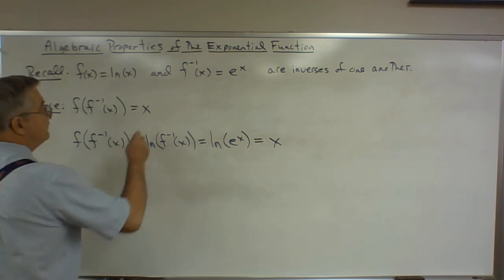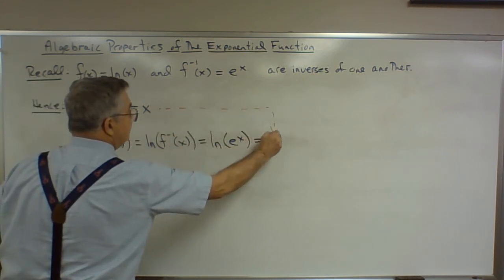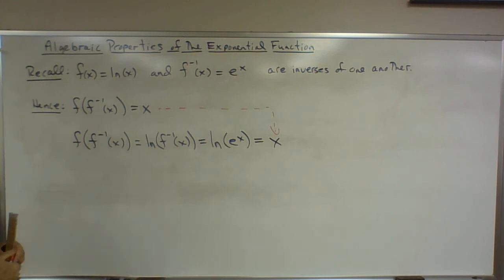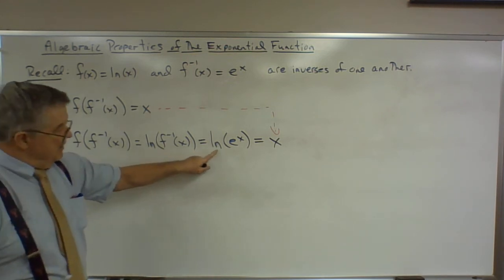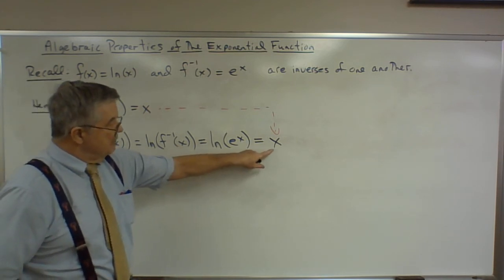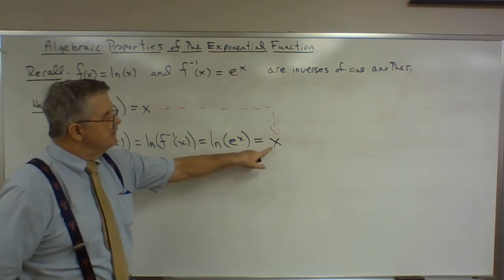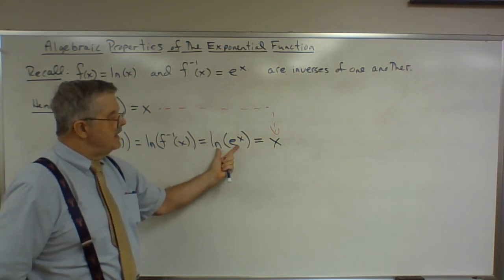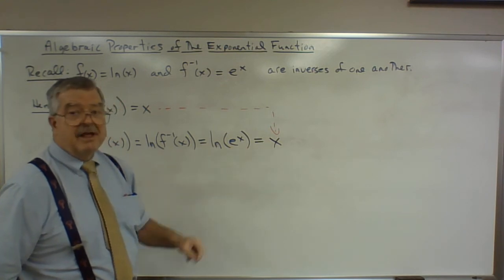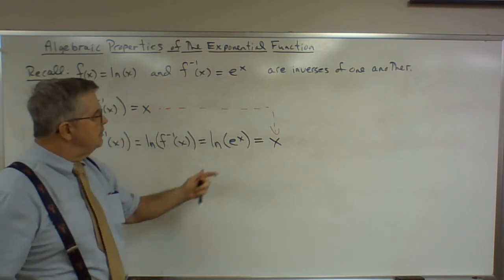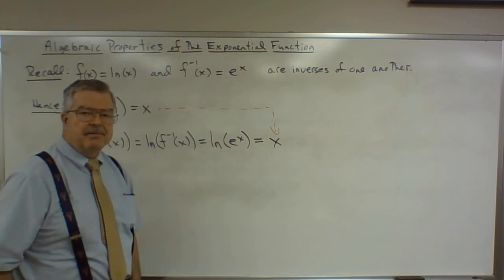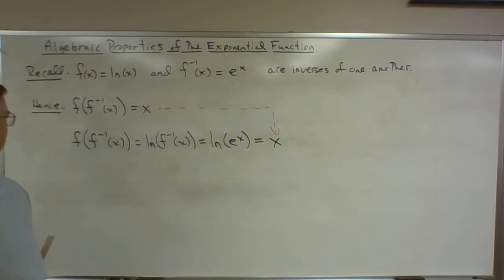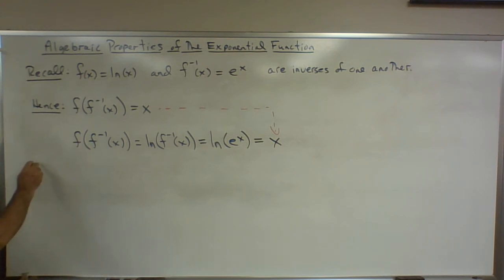This is how the natural logarithm of x undoes e to the x through function composition. Natural logarithm evaluated at e to the x is just x. And this is a consequence of the two being inverses of one another. Now let's look at something else very closely related to what we just did.